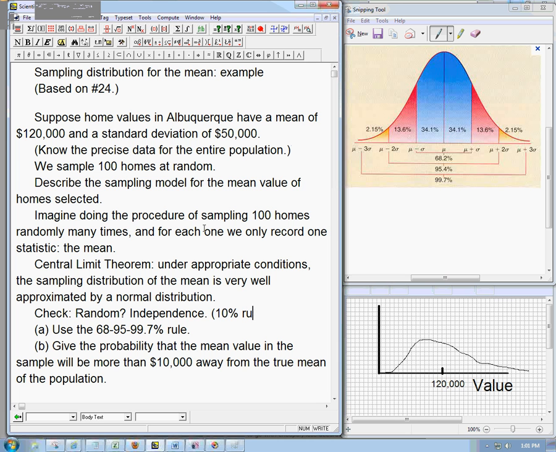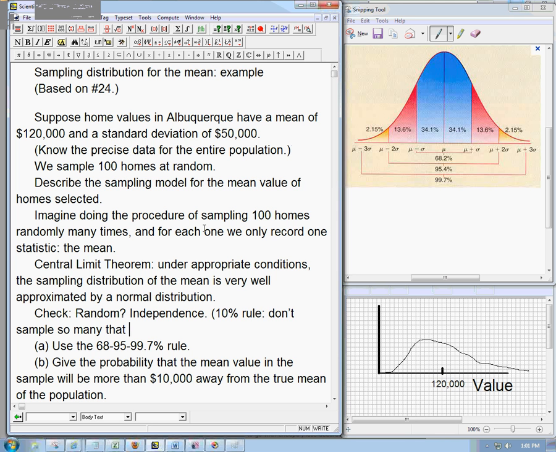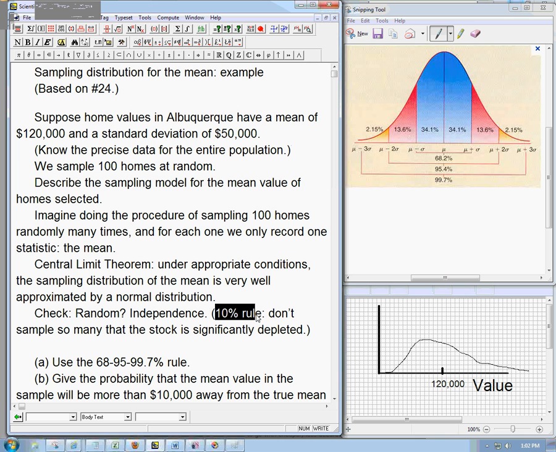The only thing that could go wrong there is that we don't want to sample so many homes that the stock is significantly depleted. The analogy I always go back to is getting cards out of a deck. If I draw 30 cards out of a 52-card deck, I'm going to affect the probabilities of what I get after that. Usually the 10% rule isn't an issue because we're not usually so rich that we sample a large proportion. In this case, there's a lot of homes in Albuquerque, and 100 homes is definitely less than 10% of that. And then the other thing we need to know is the large enough sample. So the 10% rule is don't make the sample ridiculously large, and we didn't.